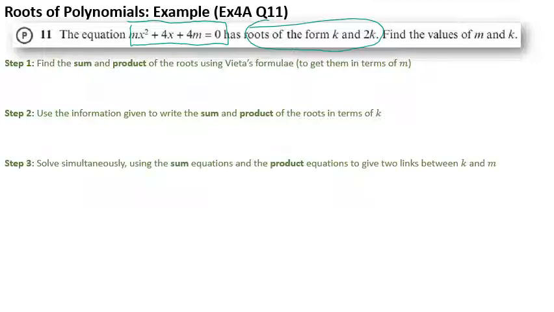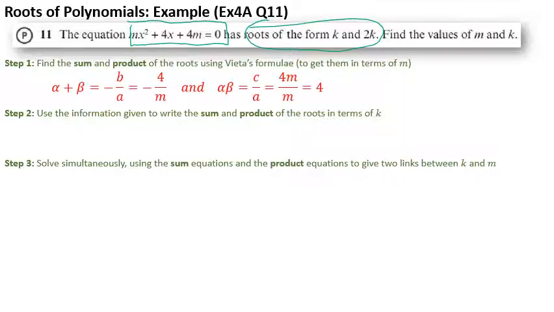And then the last step will be to marry those two things together. You've got information about the sum of the roots in terms of m and also in terms of k. And since the sum of the roots is equal to the sum of the roots, those two things must be the same. The same applies to the product, so you could put them together. If you've not yet tried this question and you want to pause at this point, now you've got a bit of structure, give it a try. Then you can unpause and we'll go through it together.